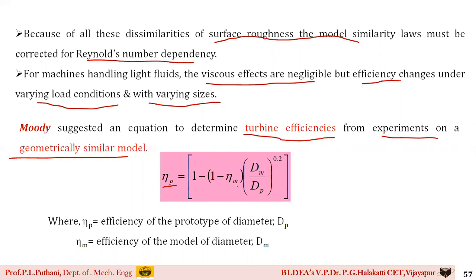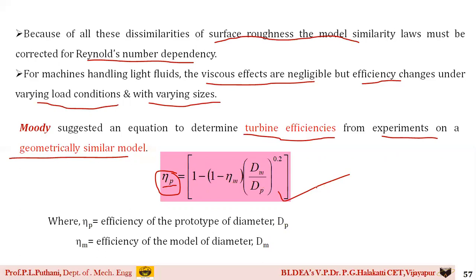So all this together is Moody's equation, where eta P is the efficiency of the prototype having a diameter dP, and eta M is the efficiency of the model of diameter dm. Please do remember this equation for the efficiency of the prototype, because in problems where you are asked to calculate the power of a prototype considering Moody's equation, you compulsorily need to find the value of eta P using this equation. So this has to be kept in your mind.